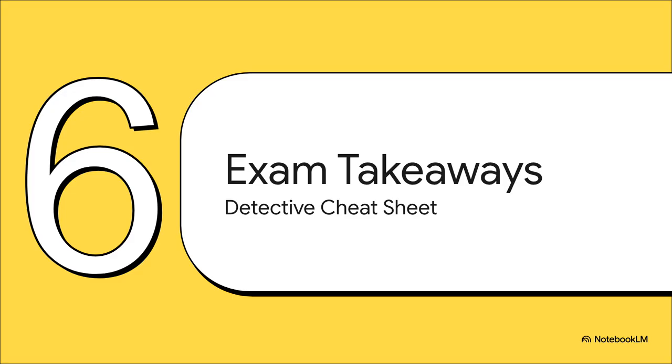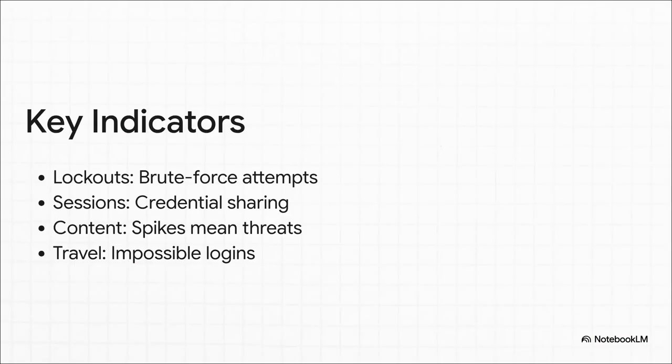Let's bring it all together in Section 6, SY0-701 Exam Takeaways, your detective cheat sheet. So the crucial point is that you've got to be able to instantly link these indicators to their potential threats when you sit for the exam. Let's summarize them into a quick mental flashcard.